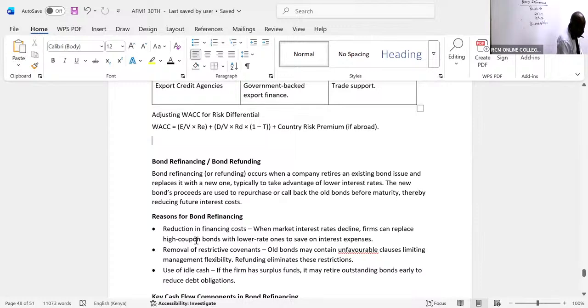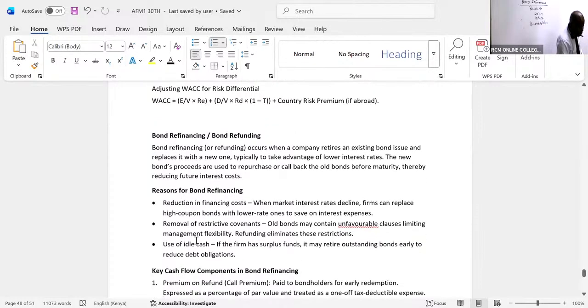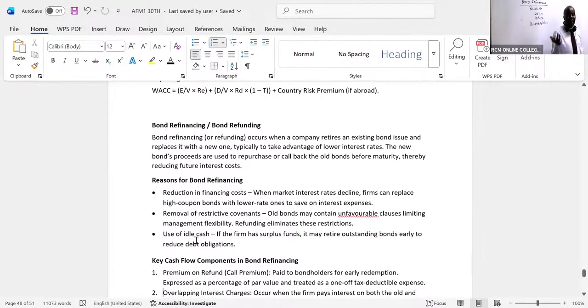Use of idle cash. If you realize in this case here that you have got some 20 billion somewhere lying idle, then what should you do? And you happen to be having bonds. You happen to be having a loan. Retire that old loan. All right.